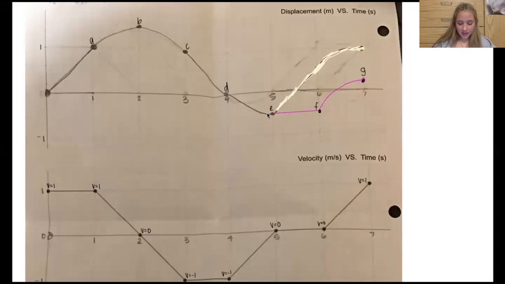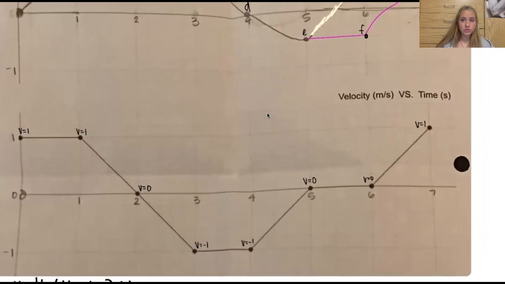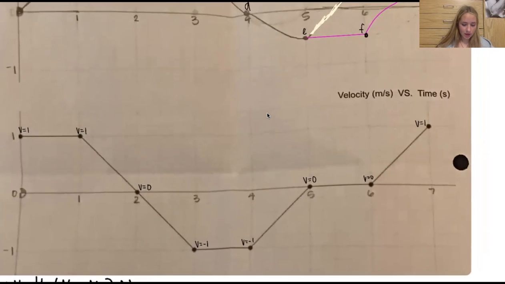Hi, so this is going to be my screencast on going from a velocity versus time graph to a displacement versus time graph. So first here we have our velocity versus time graph, and I labeled each point as a certain velocity. So we have velocity equals 1, velocity equals 1, velocity equals 0, velocity equals 1, velocity equals -1, velocity equals 0, velocity equals 0, and velocity equals 1.